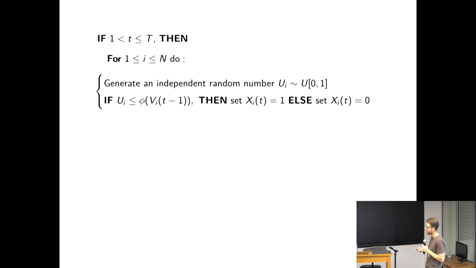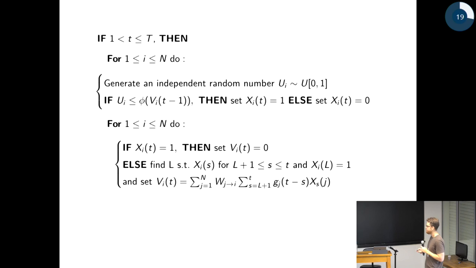Okay, and then for the other t's, the model is a bit more complicated than that. So the first part I just copy, let's say. For other t's, for each neuron, I draw an independent random number U_i, and then I ask if this number U_i is below phi of V_i(t-1), then I set X_i(t) equal to one. Otherwise, it's zero, as before. And now I need from this to compute V_i(t), the membrane potential. So how do I do that?